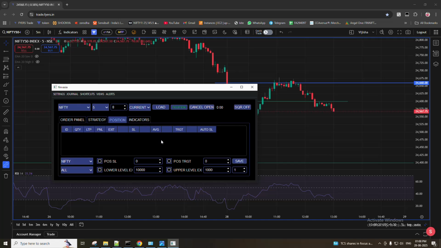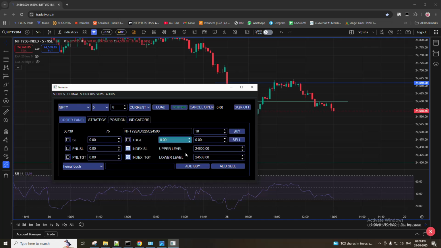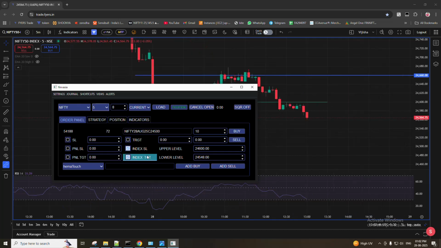Okay, our SL got triggered and the order is exited. This is how to place index SL on both the CE side and PE side. Next I will show you how to place SL automatically at the previous candle's high or low.